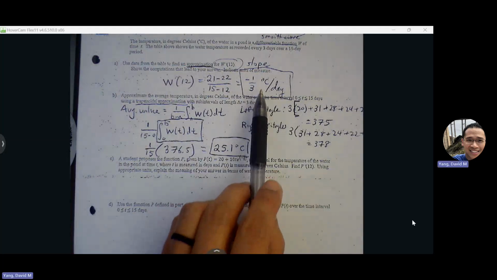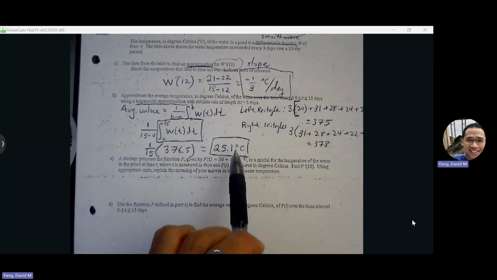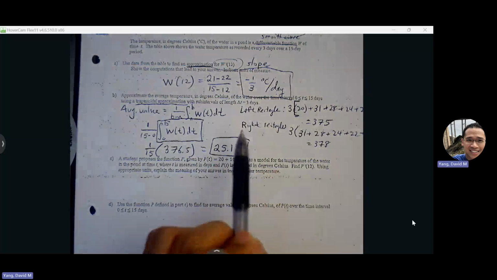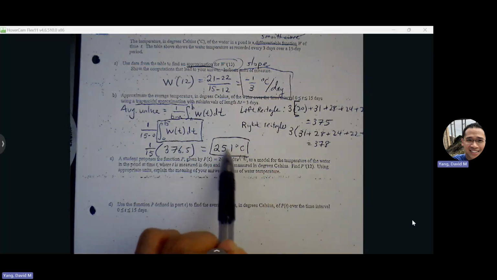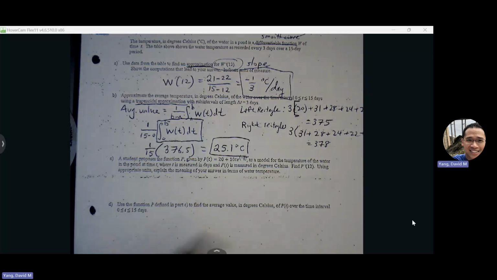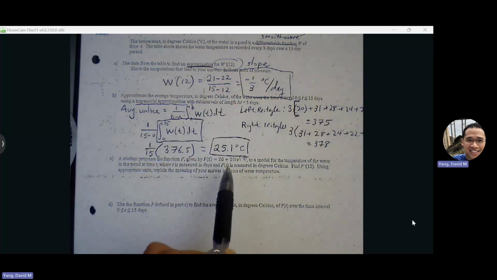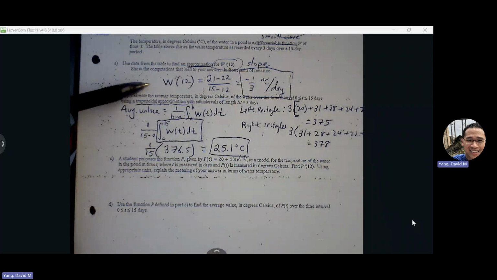Okay, so we have an average rate of change. We have our approximated average temperature. Now C and D are going to give us a more accurate model, and we're going to rely on our calculator, our calculus features, to find a better answer to A and B.